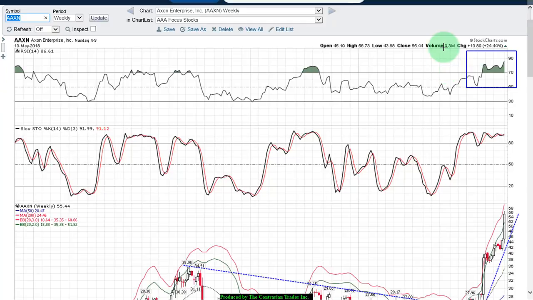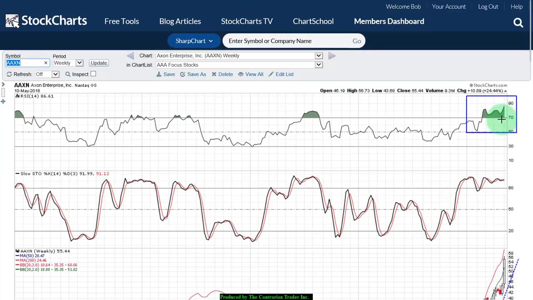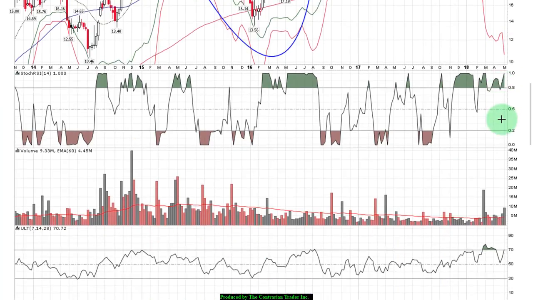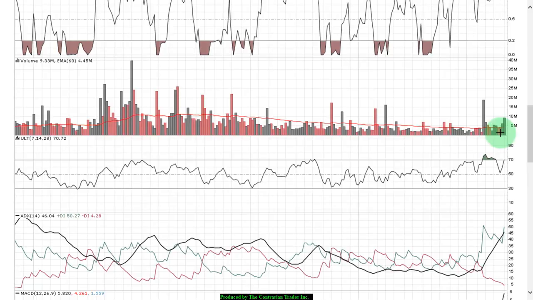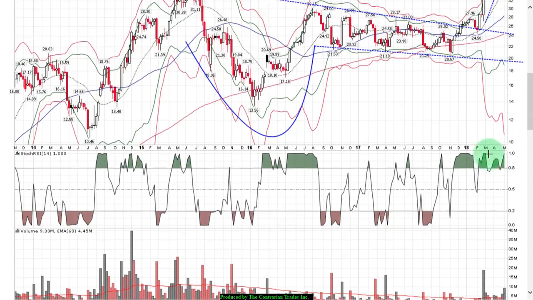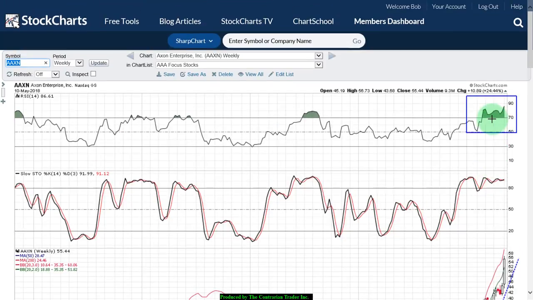RSI on a weekly basis is at 86.61. So we're a bit overbought. That doesn't mean we can't move higher. Volume outstanding. This is the type of volume that you want to see with a stock sitting with an 80 handle on RSI. Stochastics are very overbought, but they could stay overbought.